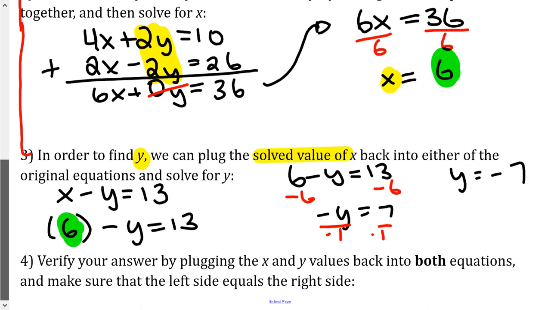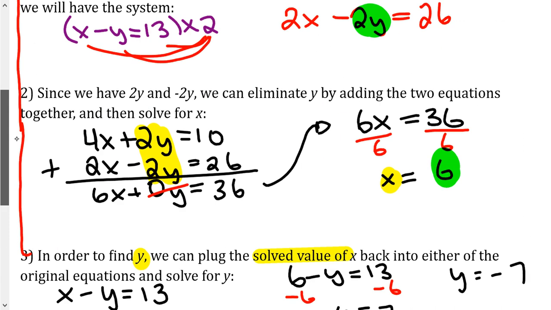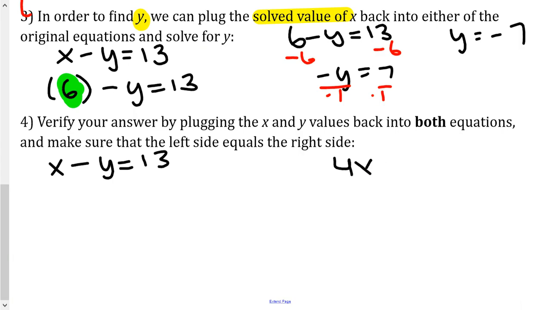It also wants us to verify really quick. So again, we know what that means. Make sure that this solution that we think we have, right, this 6 for x, 7 for y, satisfies both of our original equations. So we had x minus y equals 13. We also had 4x plus 2y equals 10. And we're substituting in the fact that x should be 6 and y should be -7.